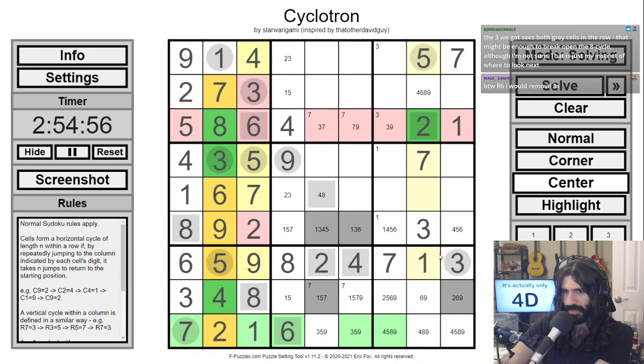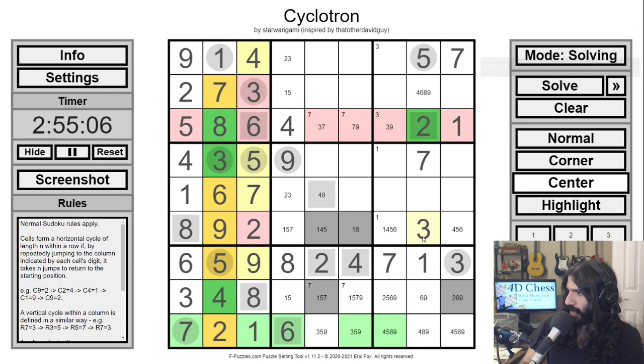By the way, row 6, I would remove 3s. Yeah, no, that's a good call. Get the hell out of here. Who do you think you are? Okay. The 3 we got sees both gray cells in the row. That might be enough to break open the 8 cycle. Maybe. Yeah.